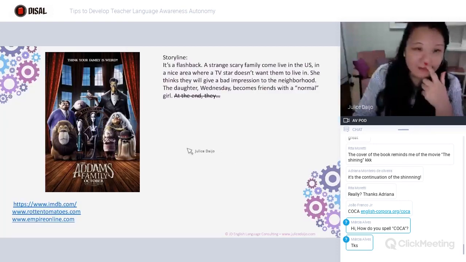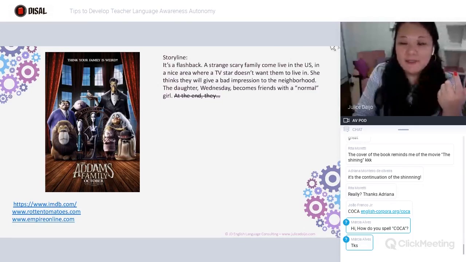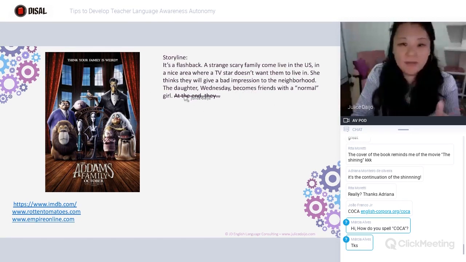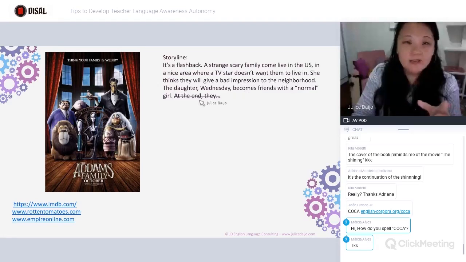So for example, I think everybody's familiar with the Addams Family, right? This one was recently in the movies. I didn't see it, but I asked somebody to write about it. This is a teacher. And look at her text. Completely comprehensible. I just crossed this out because in a storyline, usually you don't give away the end. But it's something that you can have this insight when you read other storylines and reviews. Usually people don't give away the end. So this is what she wrote.